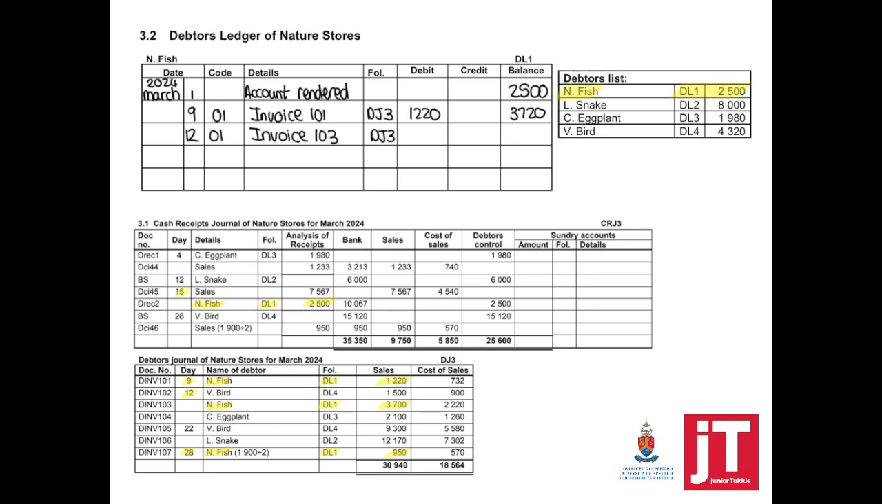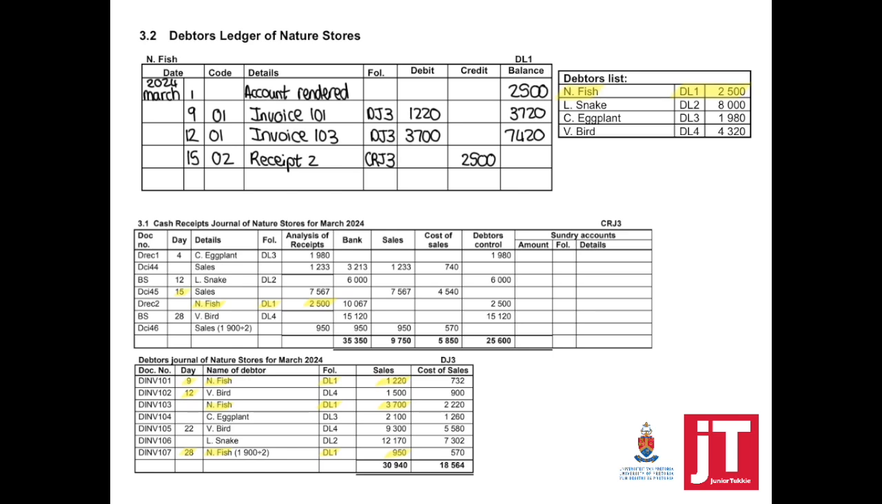Day 12, invoice 103. From the debtors journal, debit 3,700, the new balance 7,420. So take the previous 3,720 plus 3,700 equals my new balance, 7,420.